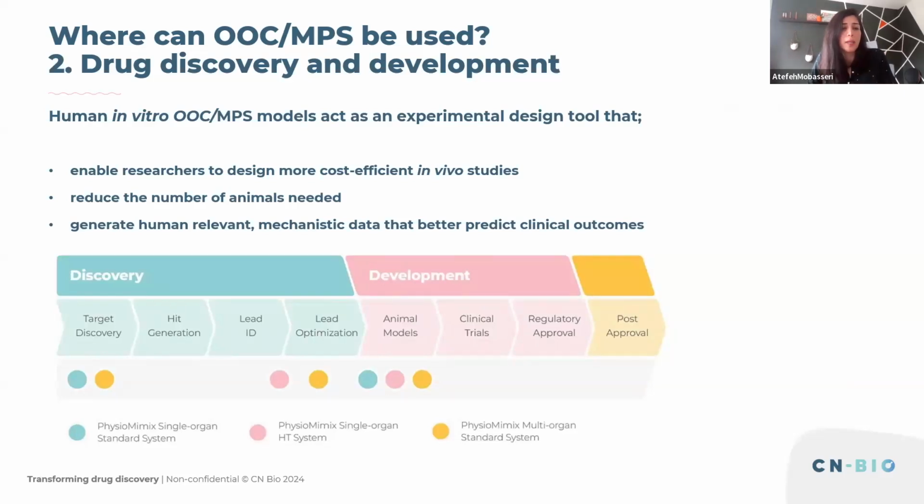And for the drug discovery pipeline, the organ-on-a-chip technology can be used at different times. It can be used as early as target discovery, and also it can be used in complement with animal models and in lead optimization. It helps researchers to design the animal studies better and also reduce the number of animals and helps us to understand the human relevant and also mechanistic data for the preclinical application.